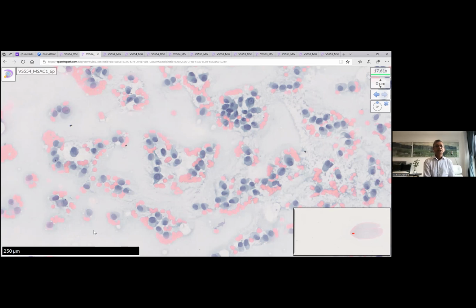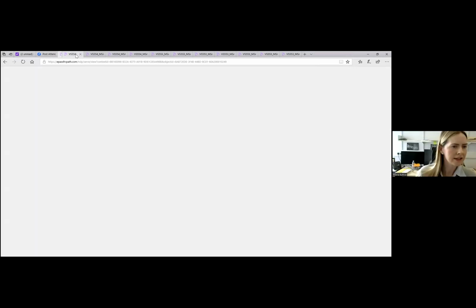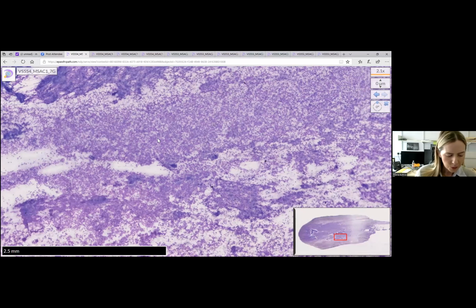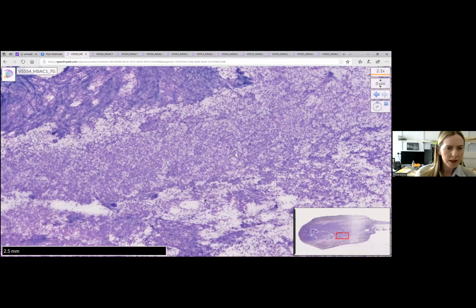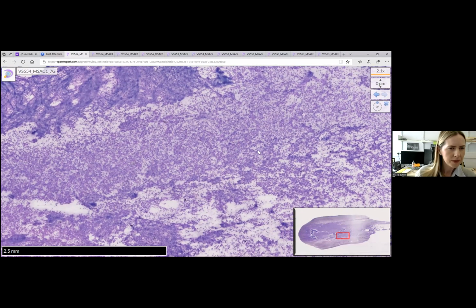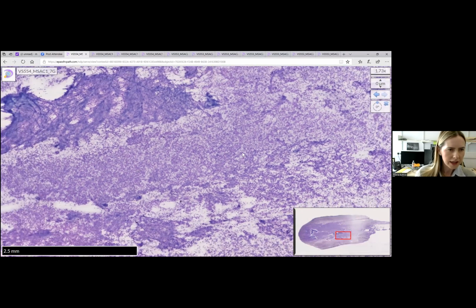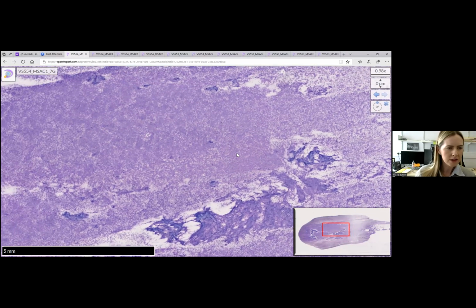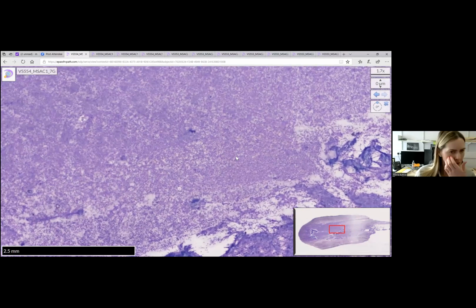Okay, if there aren't any more questions, we could go on to the next one. We're doing well for time. Okay, so the next case is a 50-year-old male with mediastinal lymph nodes, and this is an FNA of a mediastinal lymph node. I'll start at low power, because this is quite characteristic of the example, and then I will go on to higher power.